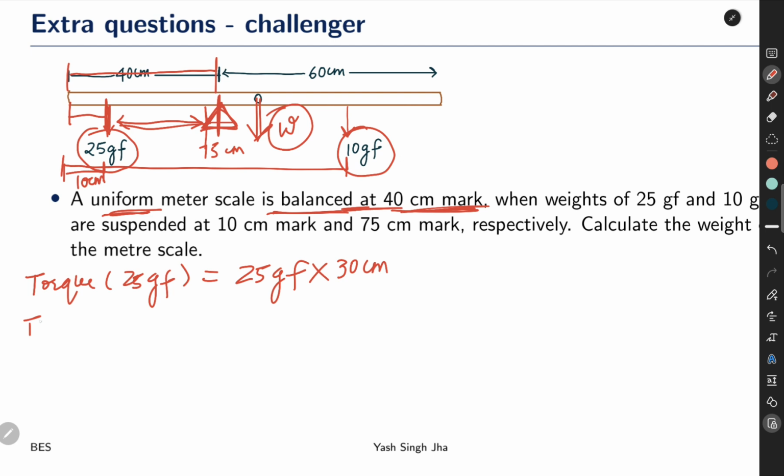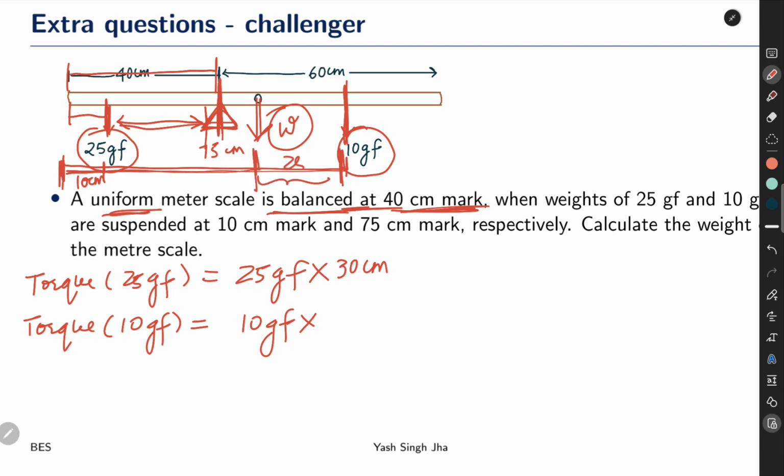Anti-clockwise, so positive. Similarly, torque due to 10 gf is 10 gf force times distance. What distance? Distance of the force from the axis of rotation. So from here to here it is 75, here to here is 50, so here to here is 25 centimeters.